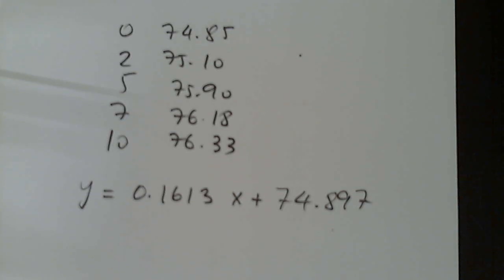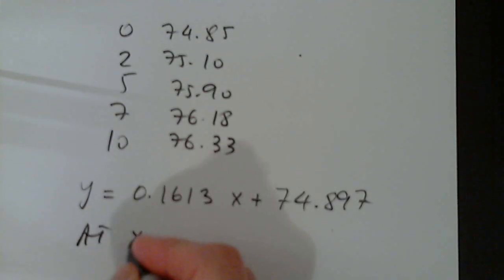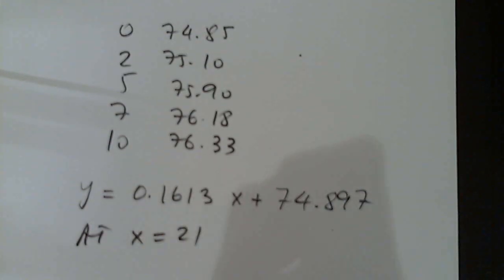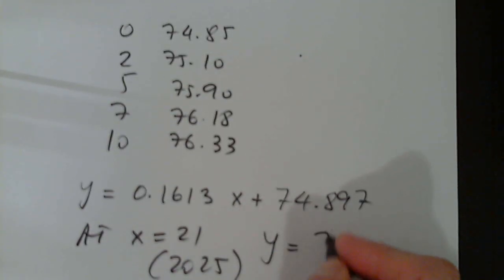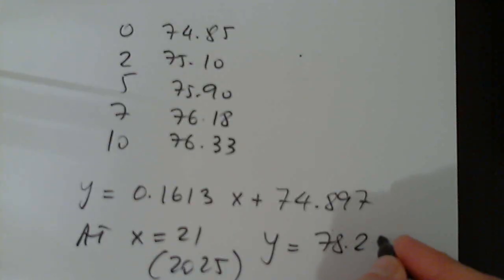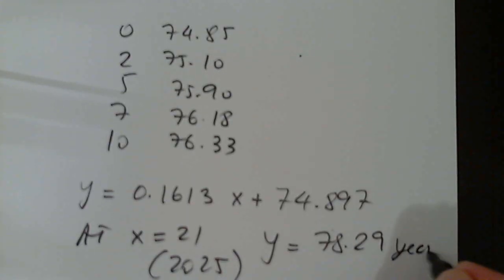X is the number of years since 2004, so I have to plug in 21. When I go to second and table and plug in 21, I get 78.29. So X equals 21, which is 2025, Y equals 78.29 years.